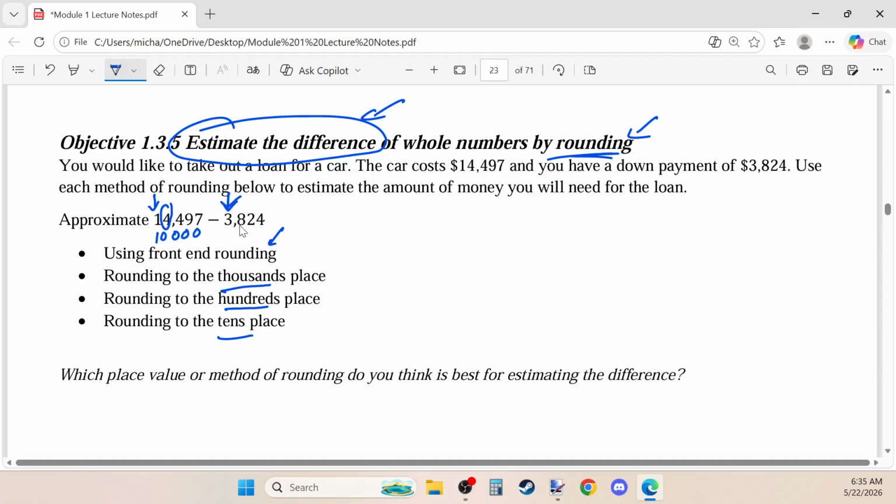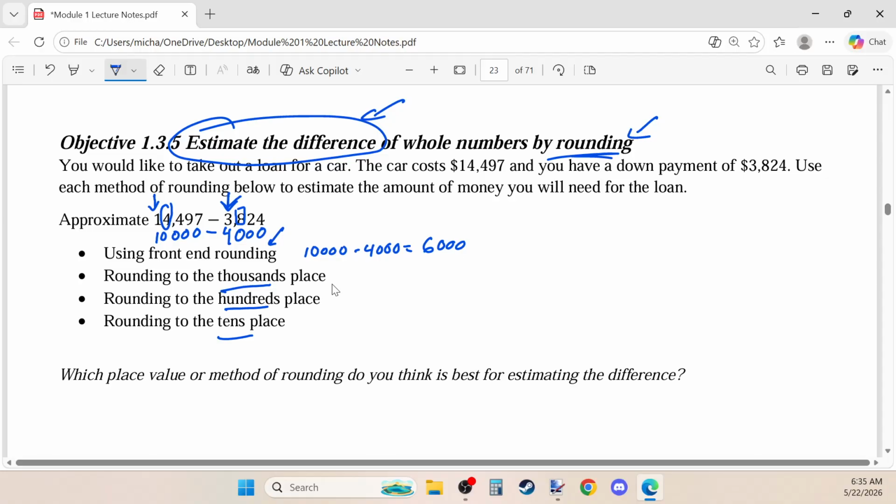This number here, this is the digit I'm rounding to. I'm rounding to the thousands place, so I'm going to check my hundreds. 8 rounds up, so this 3 turns into a 4. And then all of the other numbers turn into zeros. I now have 10,000 minus 4,000, which is 6,000. So that's my estimate using front-end rounding.